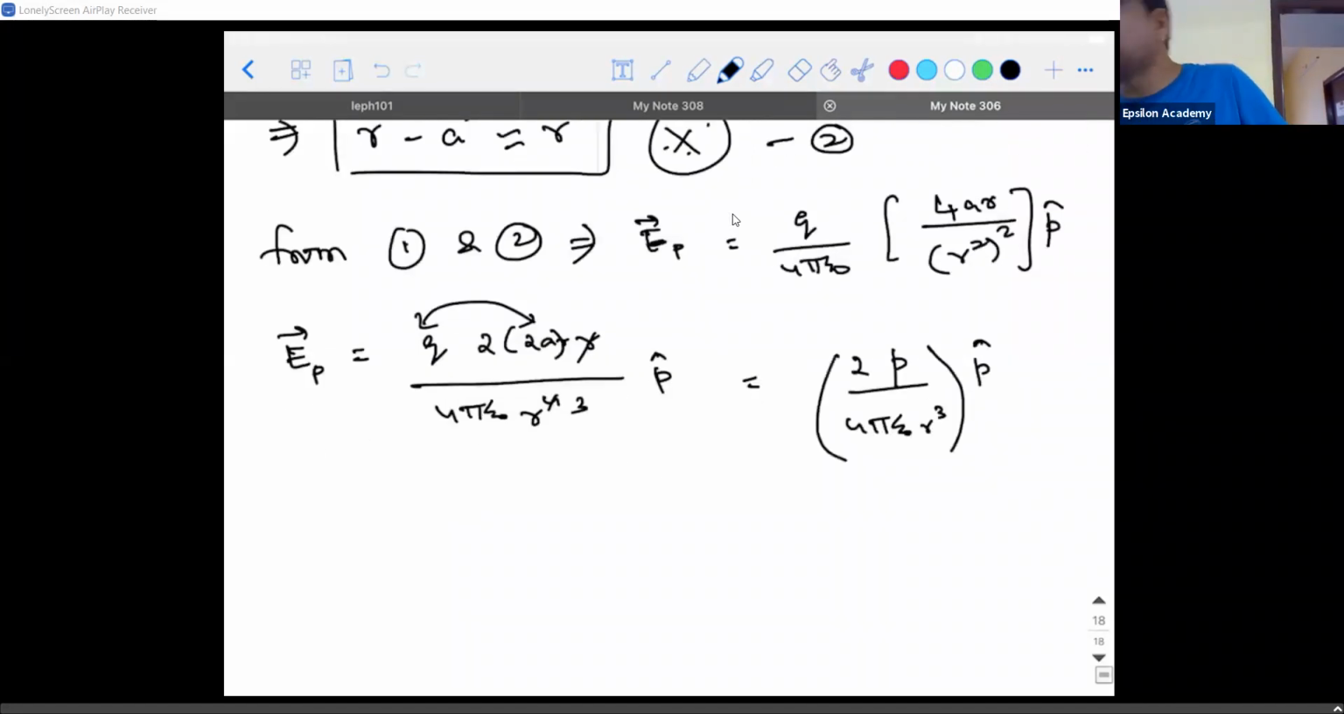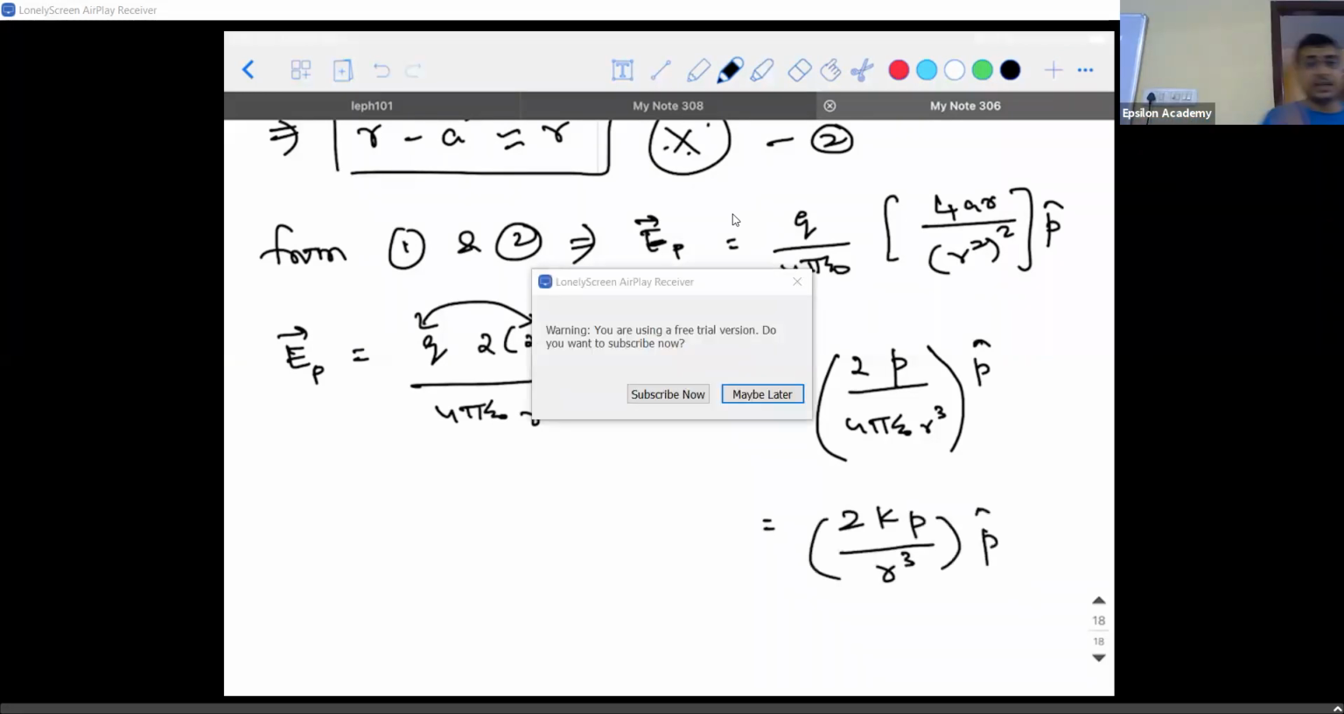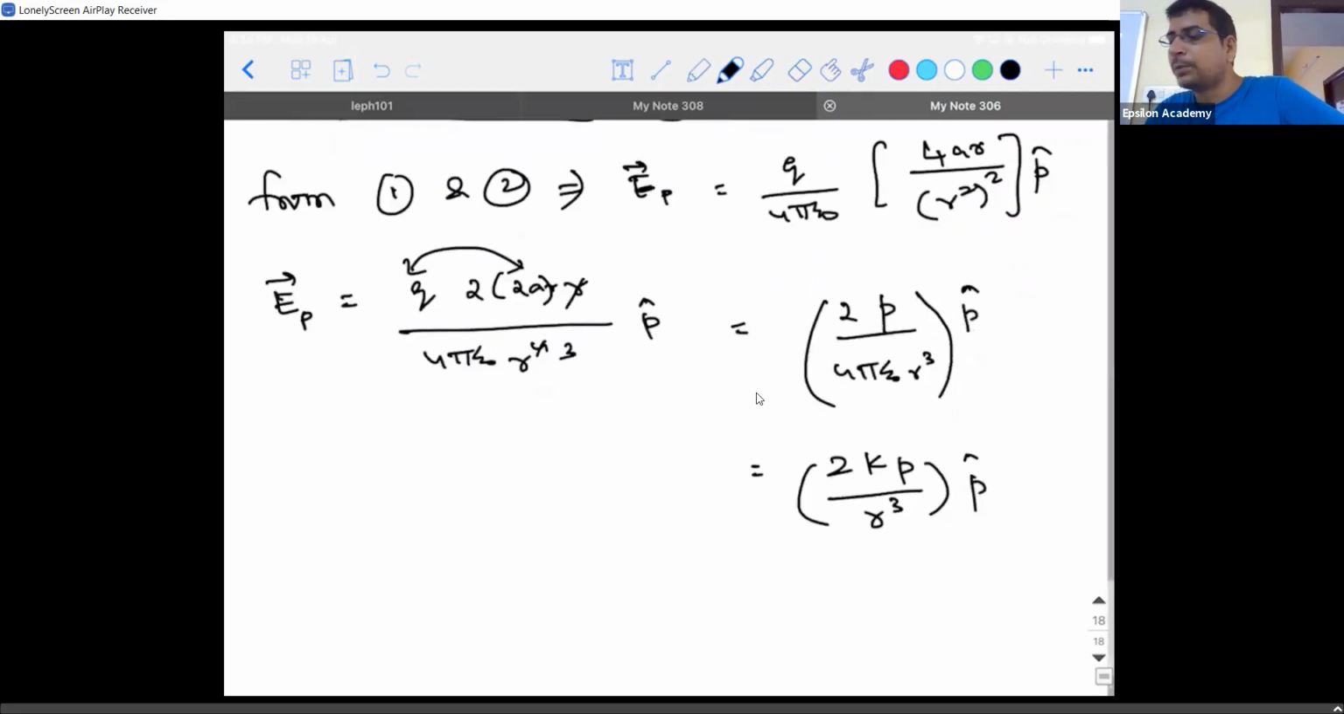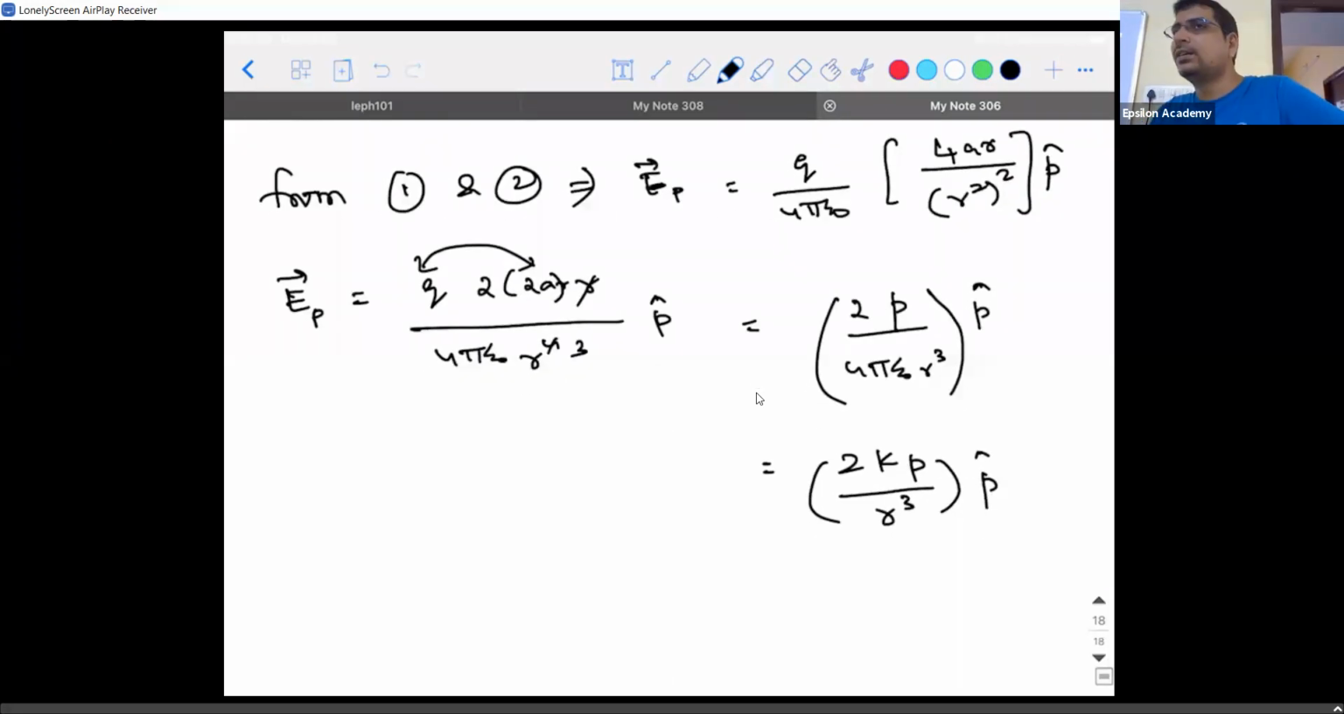So whenever there is a problem asked to find the electric field due to a dipole at axial point, magnitude is 2 times the dipole moment divided by 4 pi epsilon naught R cube, or I can write it like this, 2 kp divided by R cube. This is another way to write the formula. A very important conclusion is that the electric field due to a dipole on axial point is always in the direction of dipole moment, because the electric field is equal to magnitude times P cap.